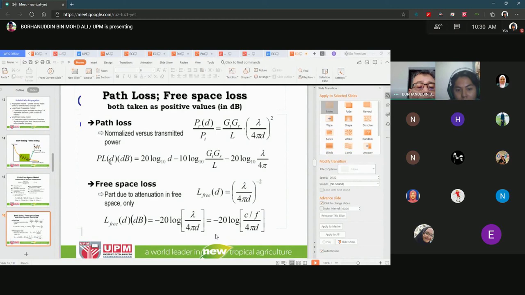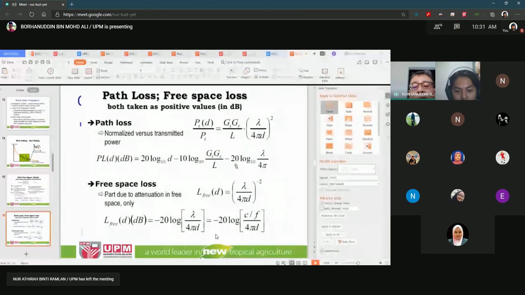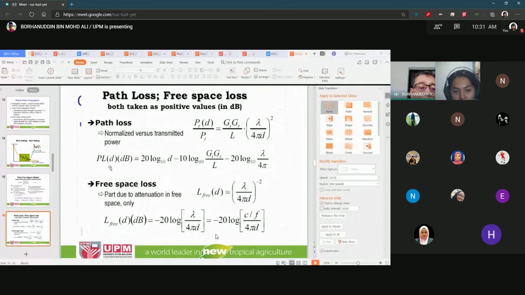Faham tak? Because dia nak cari power loss at distance D. Jadi that's why they take out kat sini 20 log this D base 10 and minus this are gain sebenarnya. Jadi gain in loss punya representation is a negative. Jadi minus 10 log gain, which is gain of the antennas, minus 20 log of this lambda over 4 pi, that represents the power loss at distance D.